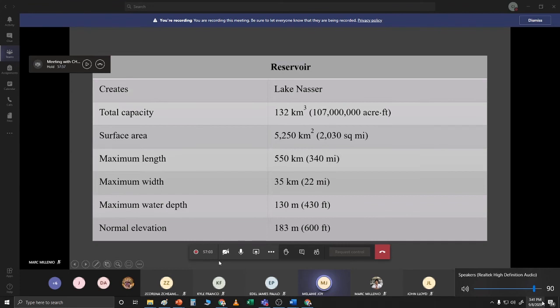Reservoir. Yung total capacity po niya is 132 kilometer. Yung surface area po niya is 5,250 square kilometer. Yung pinaka-maximum length po niya is 550 kilometer. Yung maximum width po is 35 kilometer. Maximum water depth, 130 meter. Tapos yung normal elevation po is 183 meter.